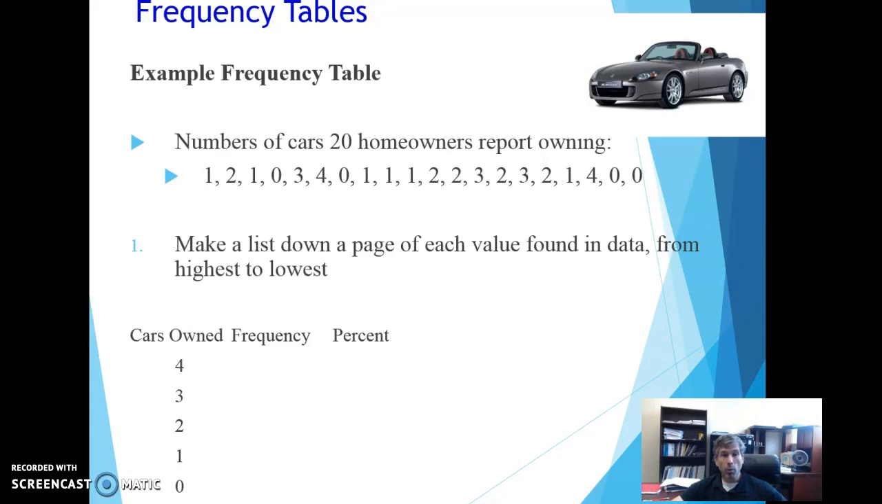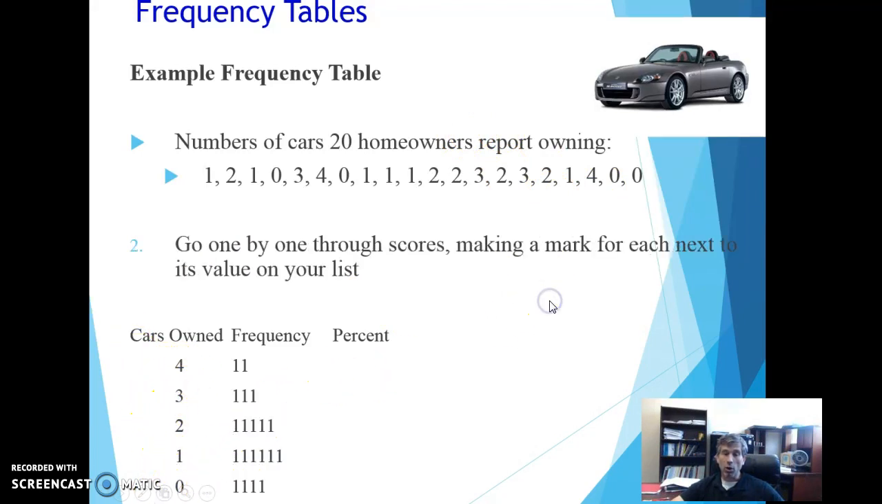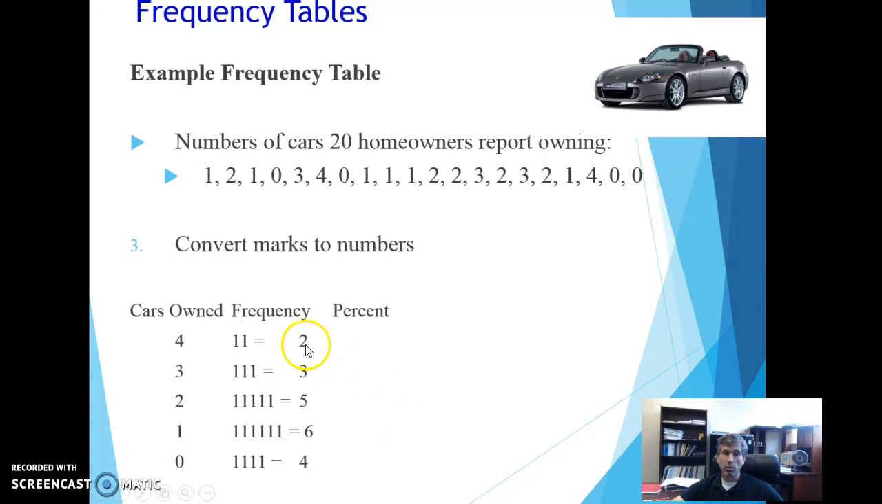Back to the frequency table, we have a row for each one of our values for the number of cars that are owned. Now we go through for each car, we tick it off. This one's a 1, so we make a tick mark next to the 1. The next one's a 2, we make a tick mark there. We do it for all 20 scores. And again, you can count those up to make sure they add to 20. Then we just convert them to whole numbers just for simplicity's sake.